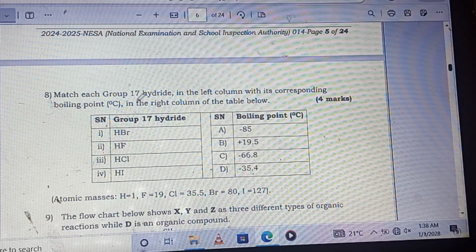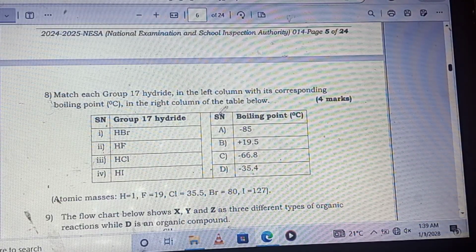Question 8. Match each group 17 hydride in the left column with its corresponding boiling point in the right column of the table below. We have the group 17 hydrides and their boiling points. What do you think? Hydrogen bromide, which boiling point does it match? Hydrogen fluoride, what is its boiling point? Hydrogen chloride, what is its boiling point? Hydrogen iodide, what is its boiling point?